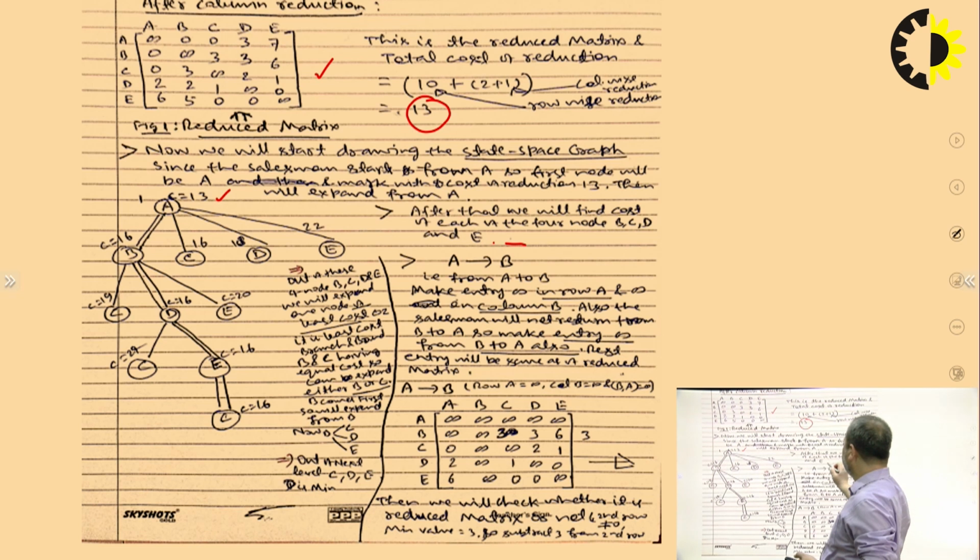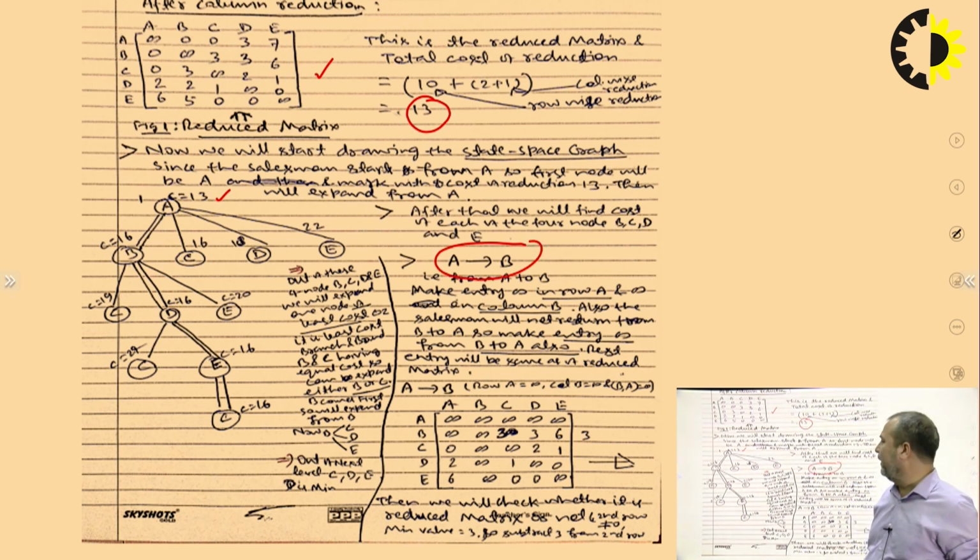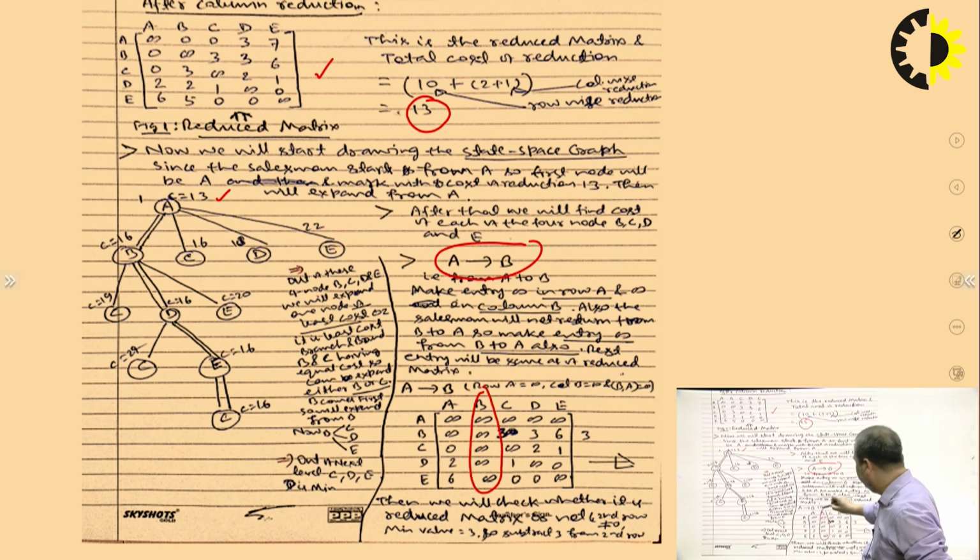So let's find the cost from A to B. We have to find the cost from A to B, A to C, A to D and A to E. So how will we do that? To find the cost from A to B, the process is that first we have to make all the entries of row A and column B infinite. We can see in the reduced matrix, for A to B, all the entries of row A have become infinite. Similarly, all the entries of column B become infinity.